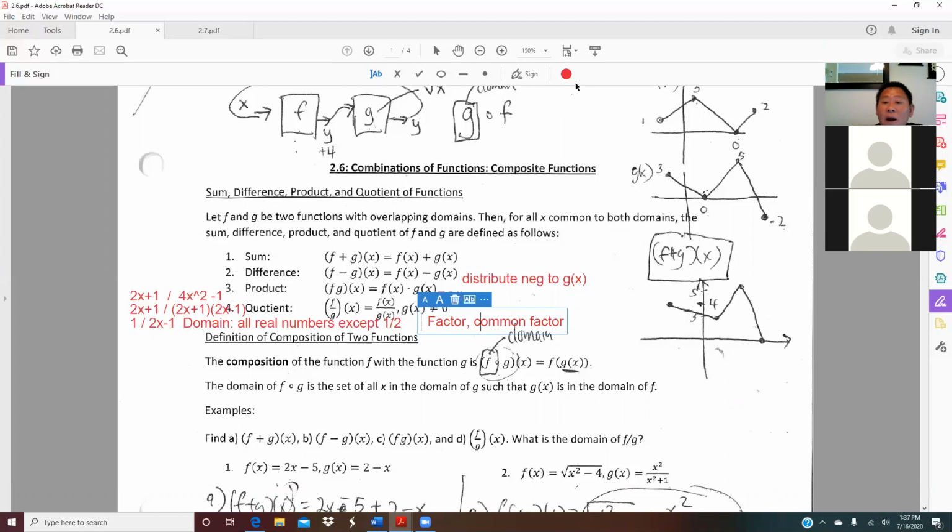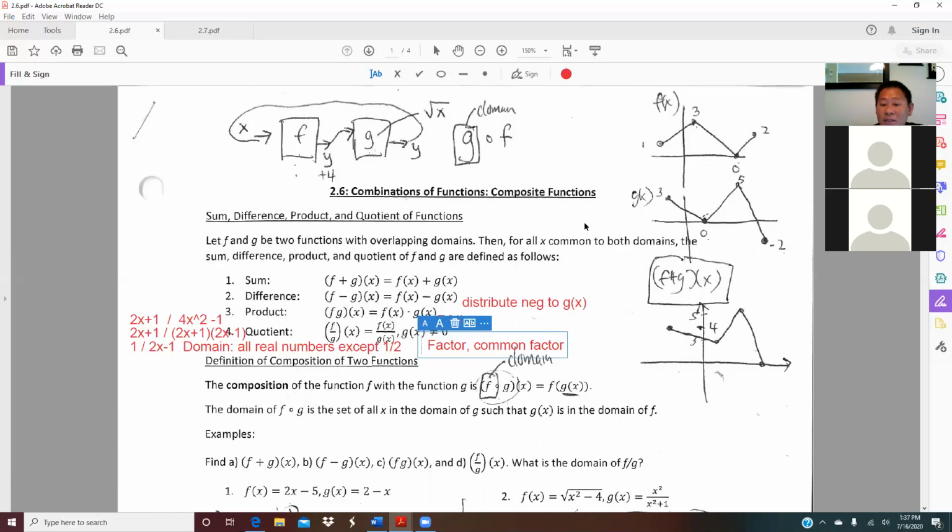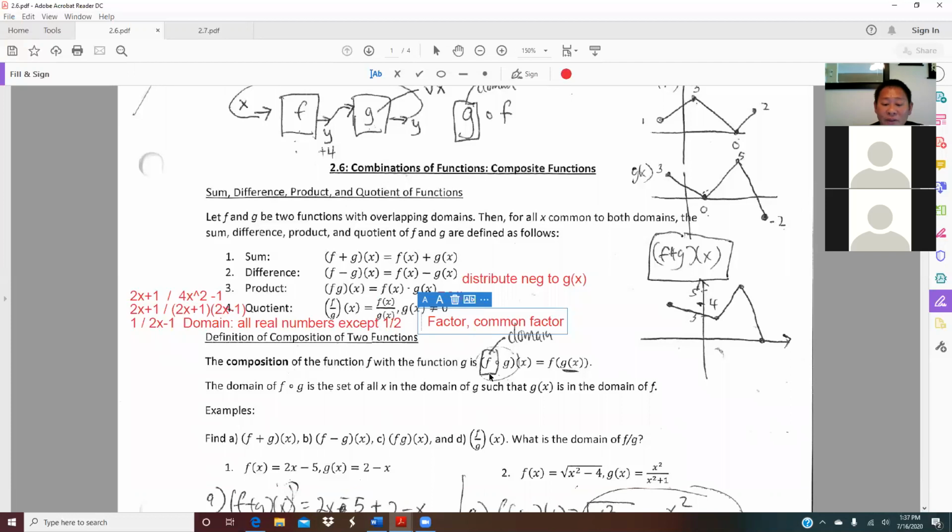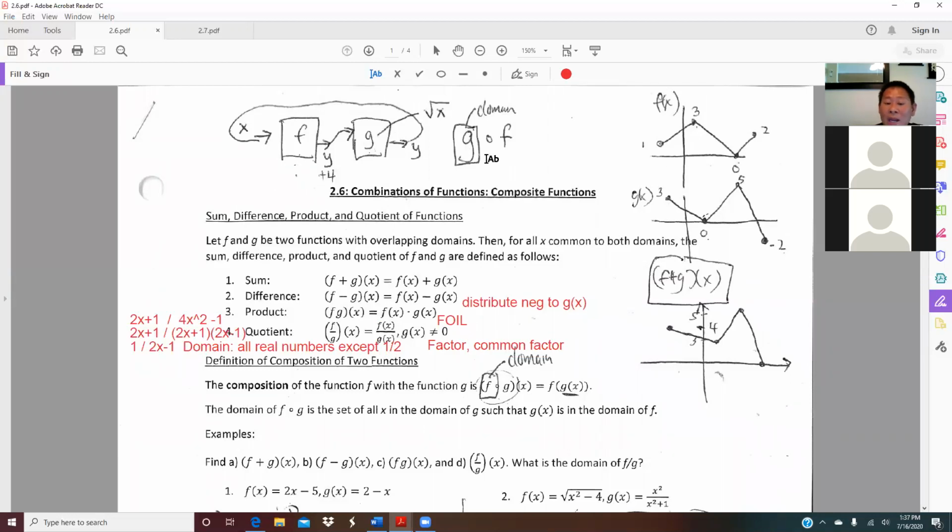How you figure out the domain here is very important. The domain of f dot g can be found by doing this: the domain of f dot g, that means this whole thing together, and the domain of f. So when you do f dot g, you have to figure out two domains. One domain is the whole f dot g, and the other domain is the domain of the function f. But if you do a g dot f, the domain is the domain of g dot f plus the domain of g.